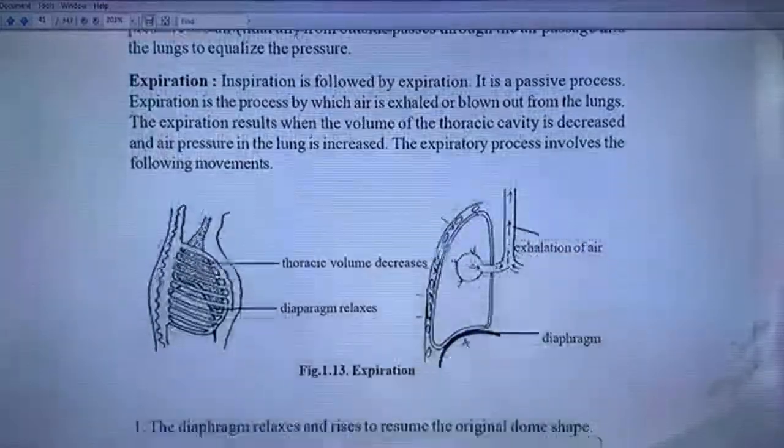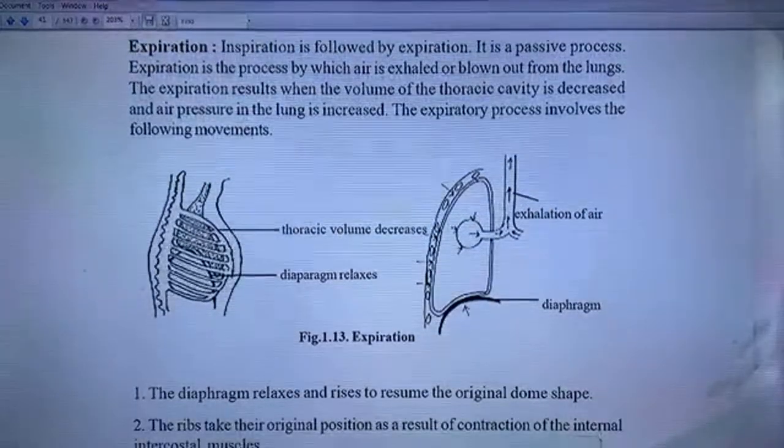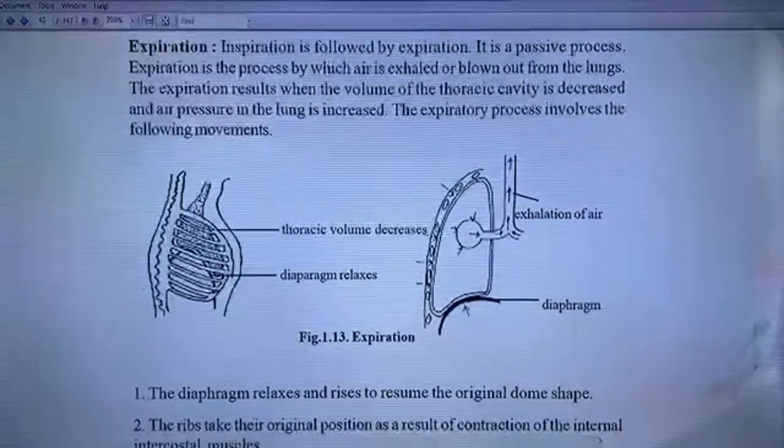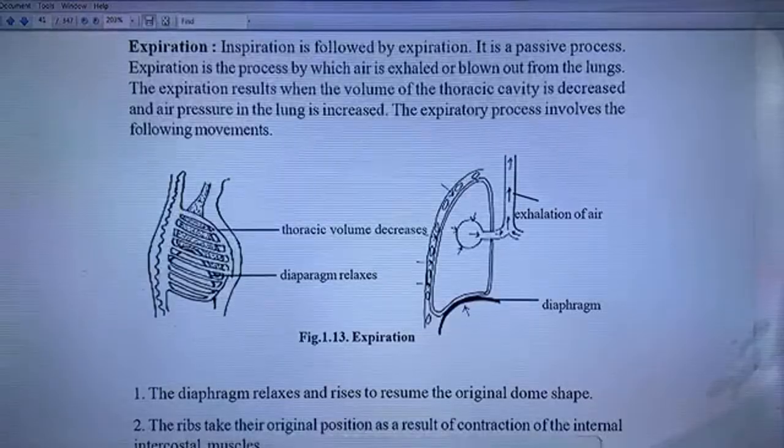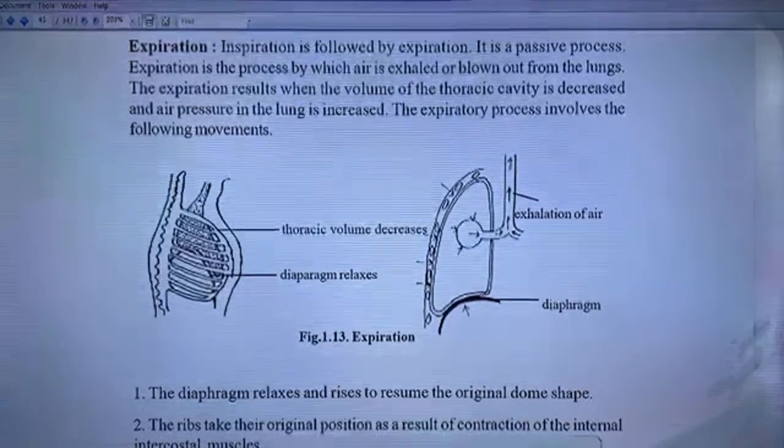Expiration. Inspiration is followed by expiration. It is a passive process. Expiration is the process by which air is exhaled or blown out by the lungs. Expiration results when the volume of the thoracic cavity is decreased and air pressure in the lung is increased. The expiration process involves the following movements.